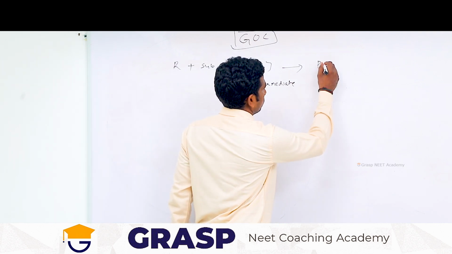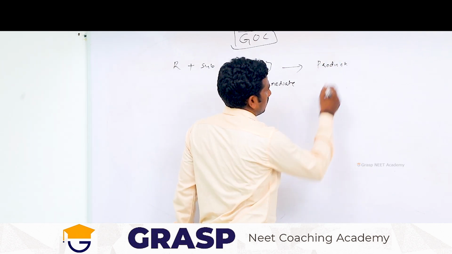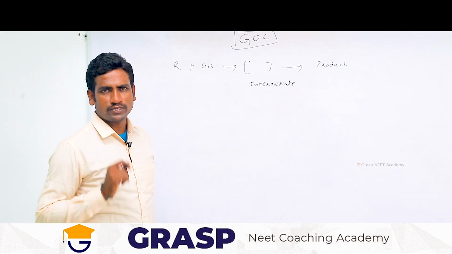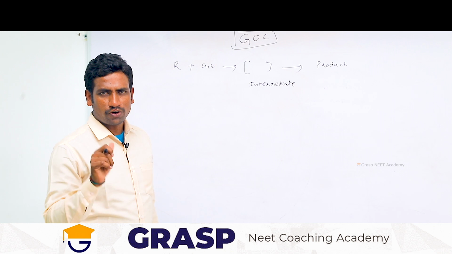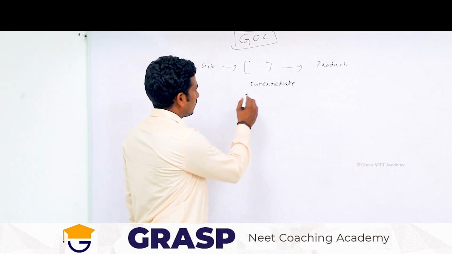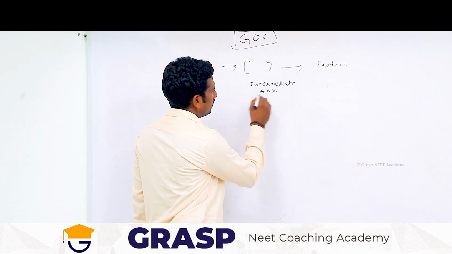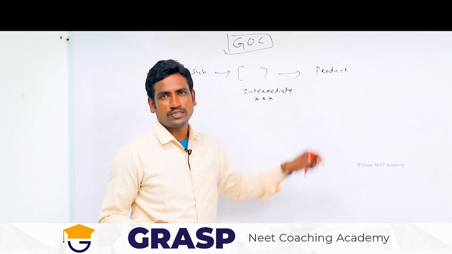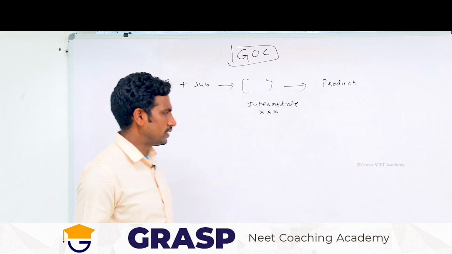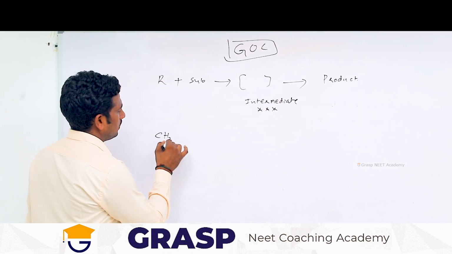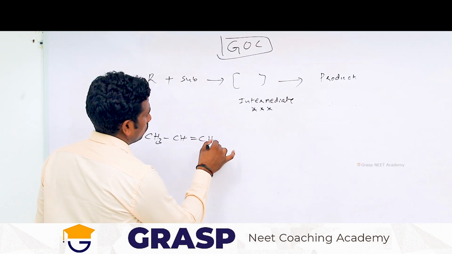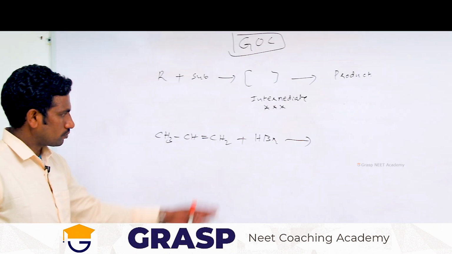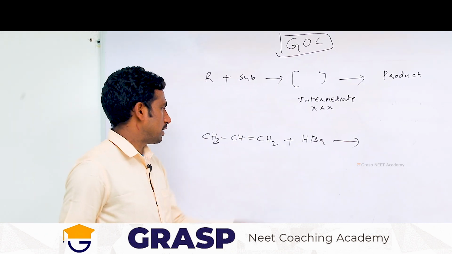P means product. Sometimes you may get two or more products. Which product is more stable? How can you decide? Based on the intermediate stability. If the intermediate stability is more, the product quantity is more, and you get the major product. For example, I will write a simple reaction: CH3-CH=CH2, to which I am adding HBr in the absence of peroxides.